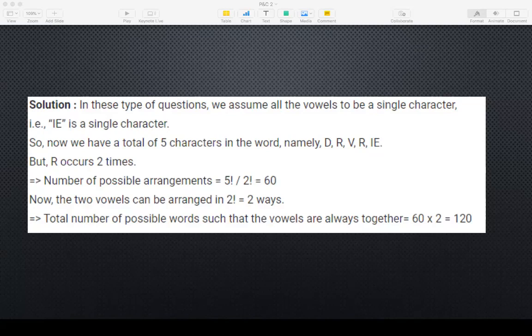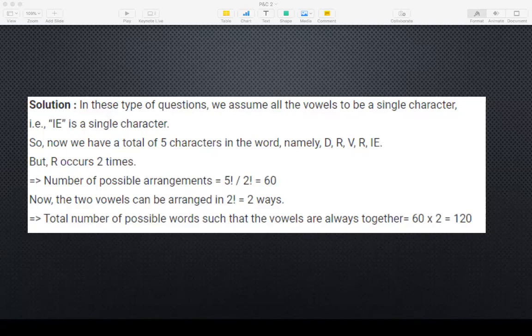But our final answer cannot be 60. Why? Because we have tied IE together. In each of these 60 ways, we have counted it in the form of I followed by E, right? You can see it on the screen, it is in the form of I followed by E.